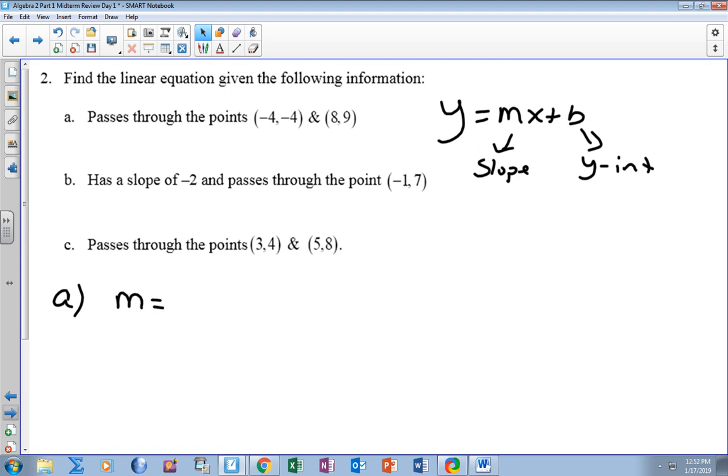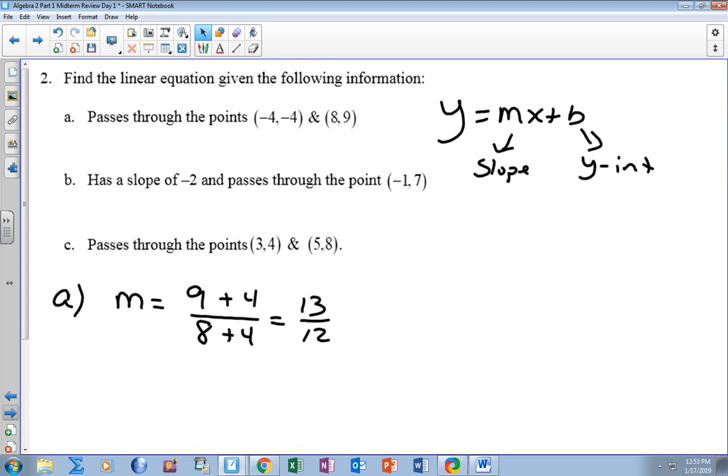We say the slope is change in y over change in x. So 9 minus a negative 4 would be 9 plus 4, and 8 minus a negative 4 would be 8 plus 4. That gives you 13 over 12, change in y over change in x. That's the same as we just did on the last one. This is the first part of A.